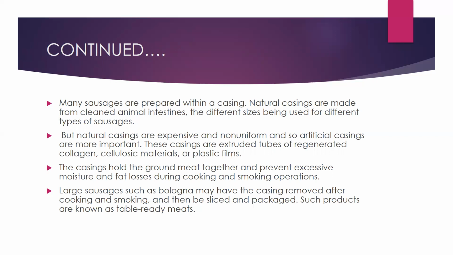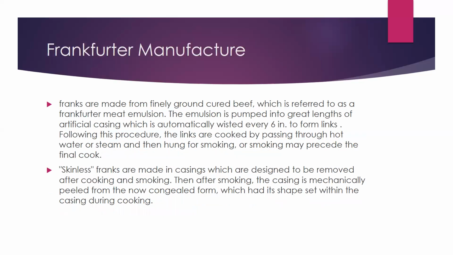Large sausages such as bologna may have the casing removed after the cooking and smoking, and then they are sliced and packaged, and these products are known as the table ready meats. So when large sausages have their casing removed after the process of smoking and cooking, and are sliced and packaged, then these products are known as table ready meats.